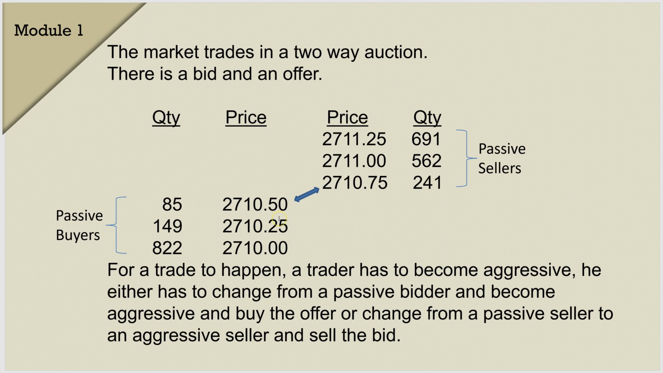It's going to sell it at 10.5. If the 10.5s are gone, it's going to fill it at the next available level, which is 10.25. So that's the difference between aggressive buyers and passive buyers, or aggressive traders and passive traders.